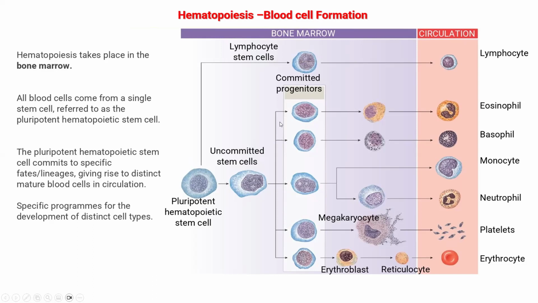The other types will lead to formation of eosinophils, basophils, monocytes, neutrophils. Megakaryocyte, for example, will result in development of platelets. Erythroblast will give reticulocyte, and then the erythrocyte, which is a mature red blood cell. So there are specific programs for the development of distinct cell types. So we have lymphoid lineage and myeloid lineage.